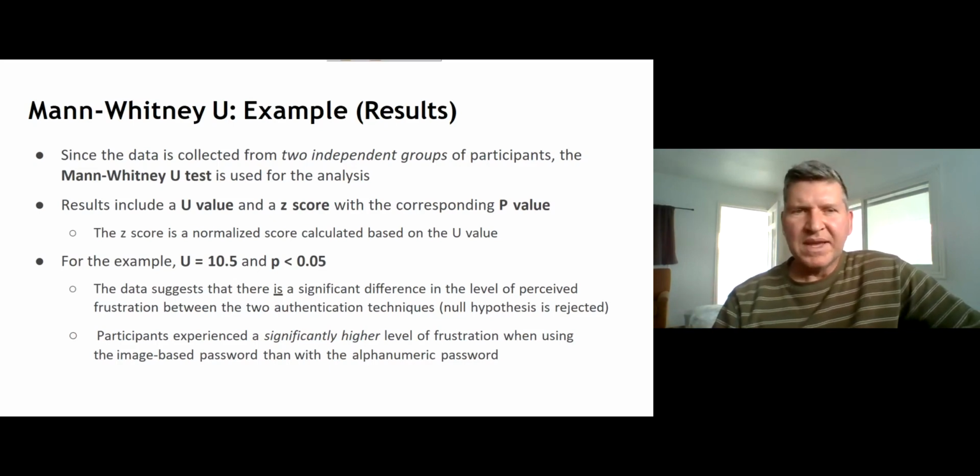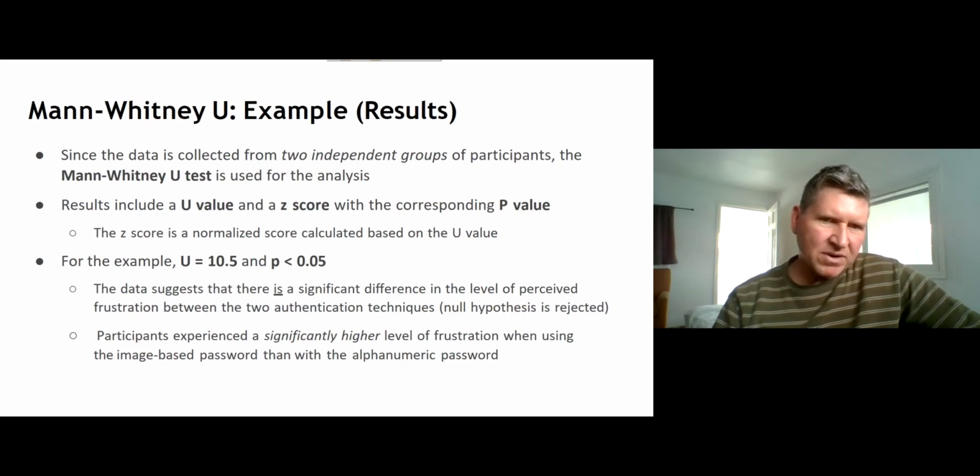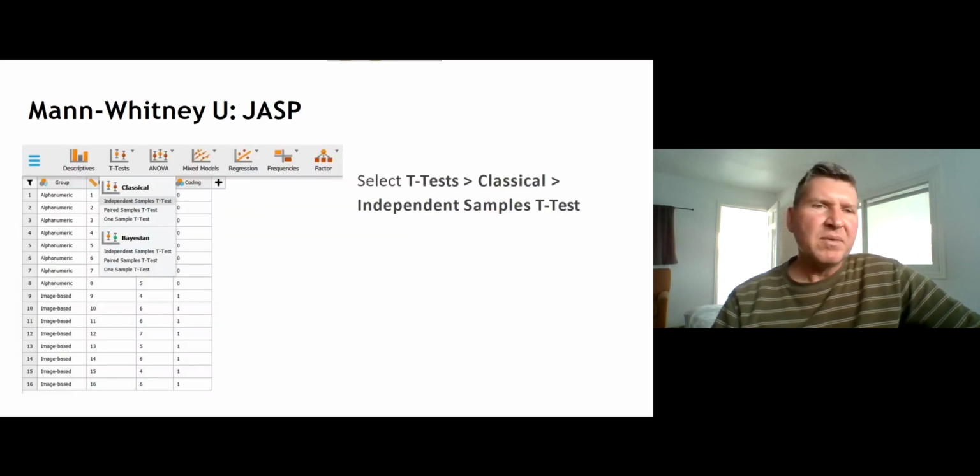So with this example, we get a U, which is 10.5, and this gives us a p-value of less than 0.05. So this data suggests there is a significant difference in the level of perceived frustration between the two authentication techniques, and therefore we would reject our null hypothesis. And we can also conclude that participants experienced a significantly higher level of frustration when using the image-based password compared to the alphanumeric password.